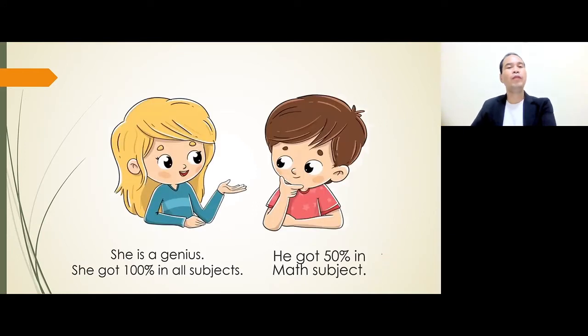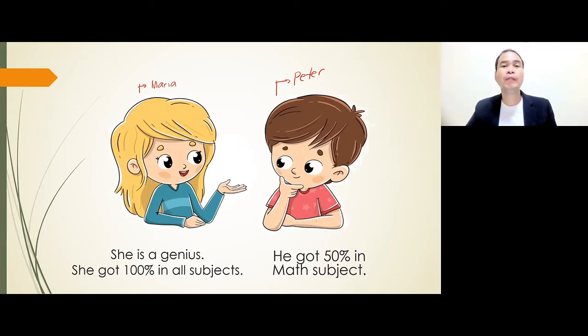Let's go to a real scenario. Imagine in your classroom you have a genius friend, let's name this girl Maria. Maria is a genius girl. In every subject, like math, science, Thai, social studies, and English, Maria got 100% because she's genius. However, let's name this boy Peter. Peter almost failed his math exam. He got only 50% in math.